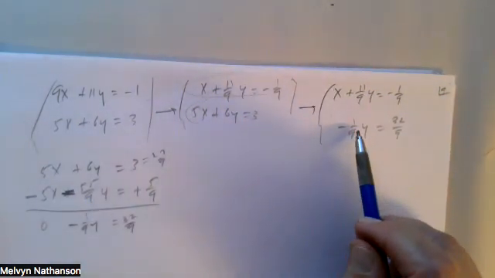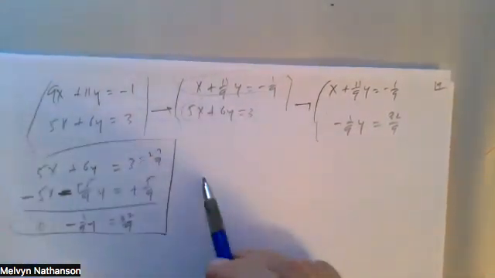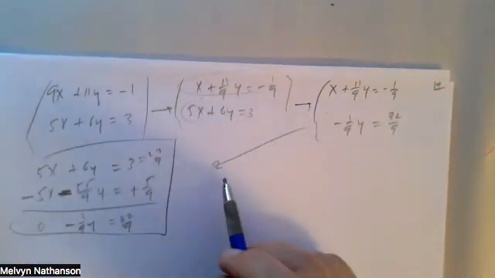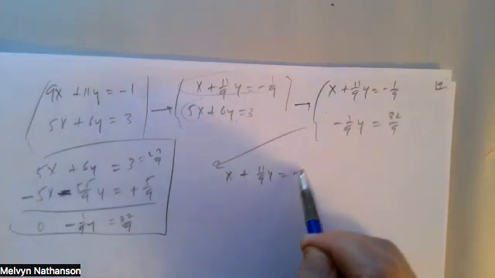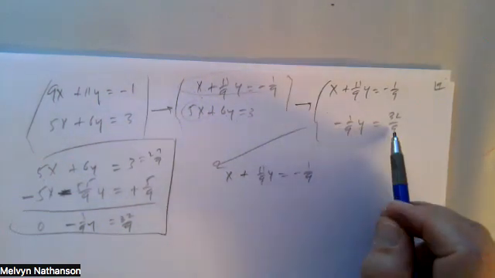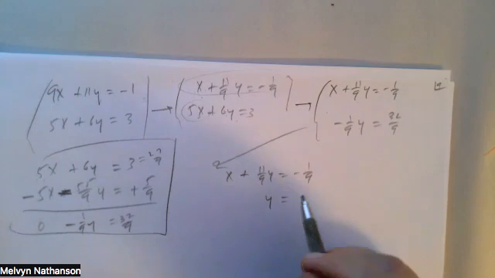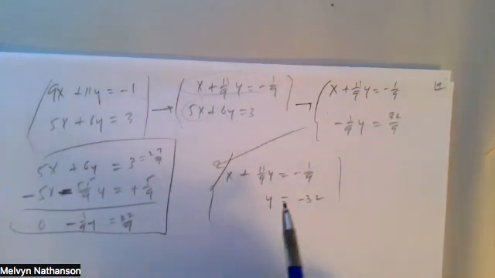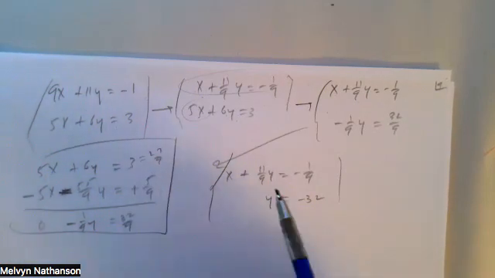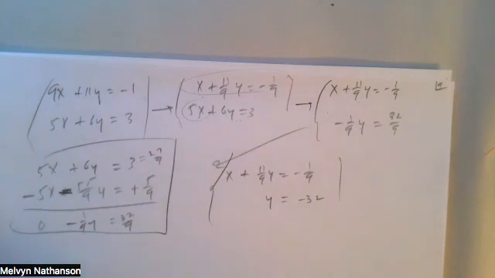Now in this equation, I want the coefficient of y to be 1. So I have my first equation. If I multiply this by minus 9, I get y equals minus 32. So again, this system of equations has the same solutions as this system, and this system.